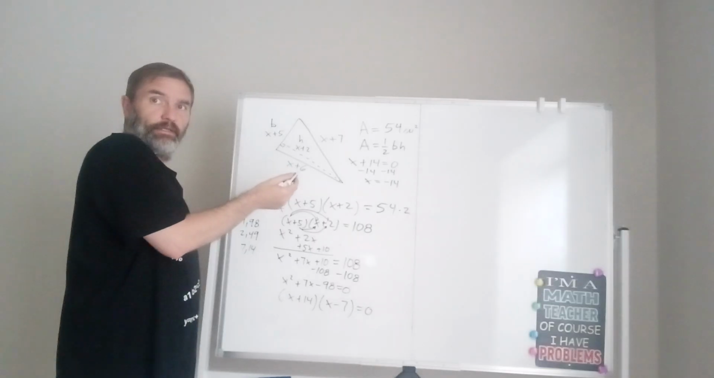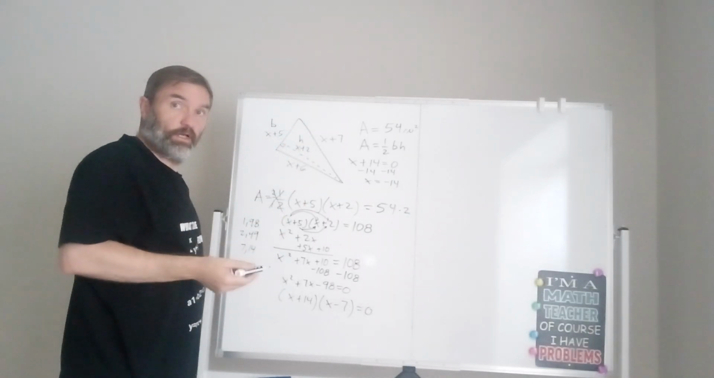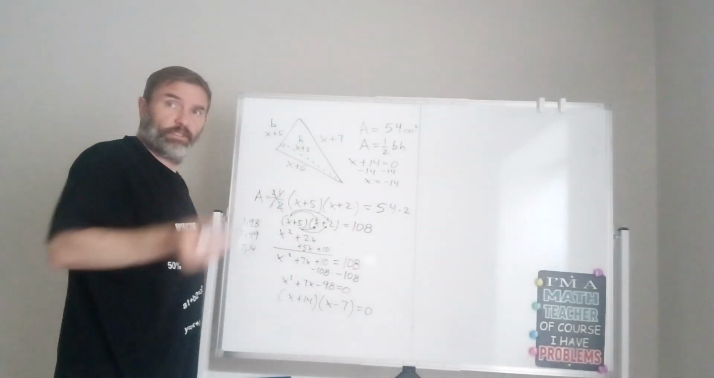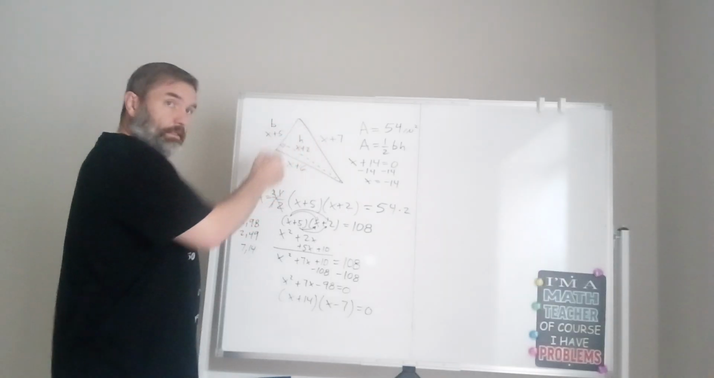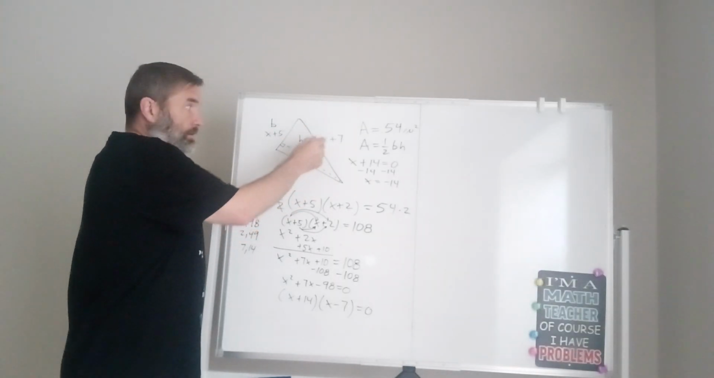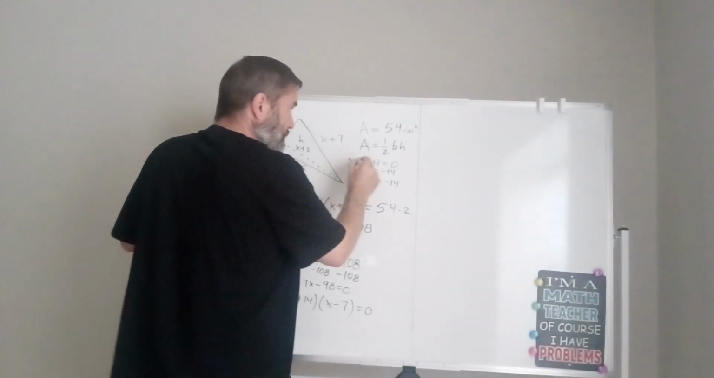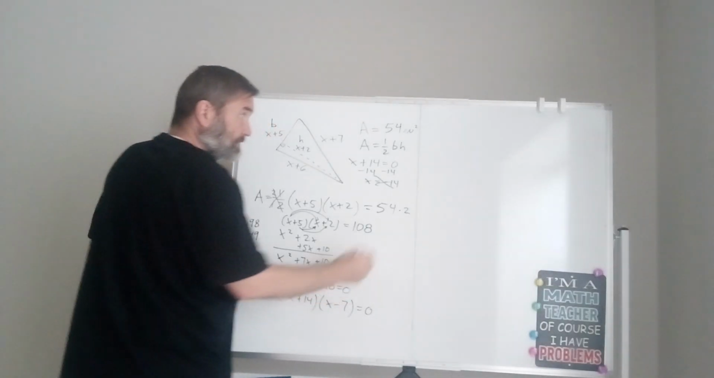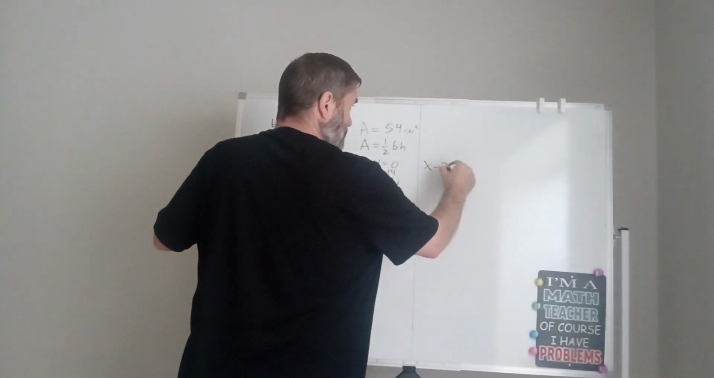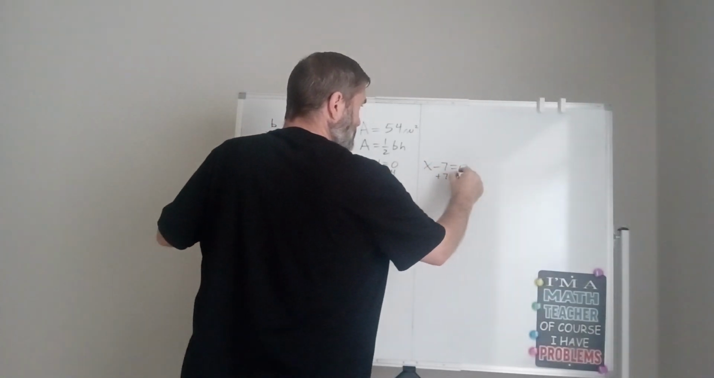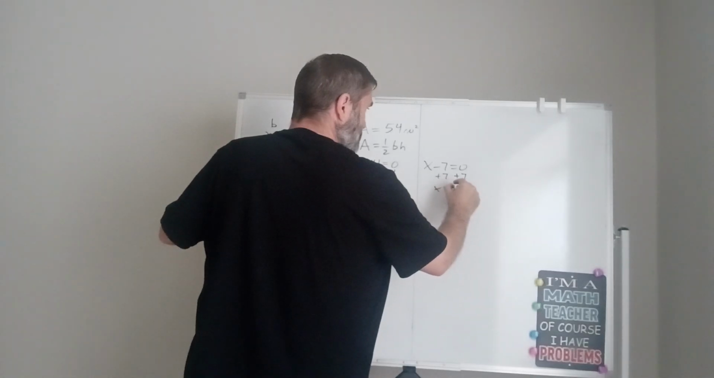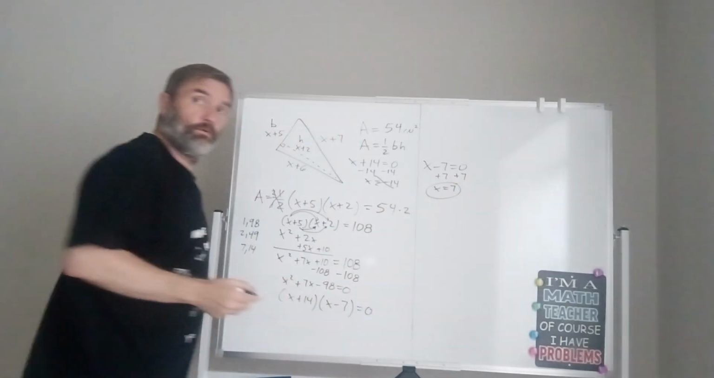Negative 14 plus 7 is negative. You can't in a real life problem. Now, algebra-wise, negative 14 is a fine answer. But if I'm applying it to this geometry problem, negative 14 doesn't work because it gives me a negative side. So we don't want that. So that leaves me with x minus 7. So I come over here and I get x minus 7 equals 0. When I add the 7 to both sides, I get x equals 7. And if that's what they're asking me for, I'm done.